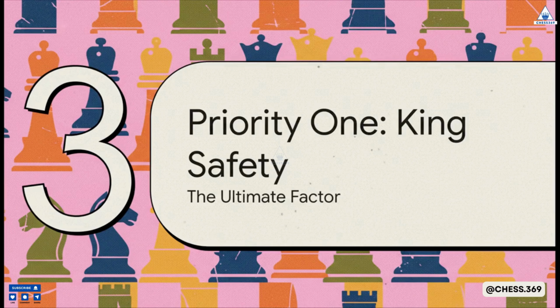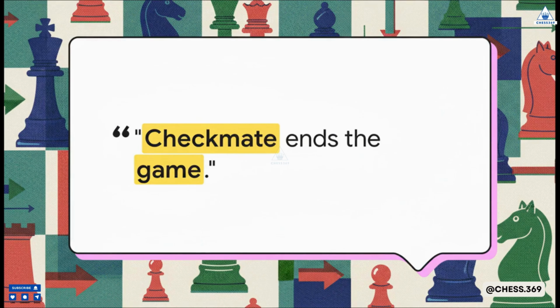So, let's start at the very top of that pyramid. The first question you have to burn into your brain, the question you ask before anything else is, whose king is safer? Because let's be honest, nothing else matters if your king is about to be checkmated. The great Grandmaster Nigel Short said it best, checkmate ends the game. That's it. You can be up a queen, you can have the most beautiful pawn structure anyone's ever seen, but if your king is trapped, none of it means a thing. Game over. This right here is the anchor for your entire thought process.